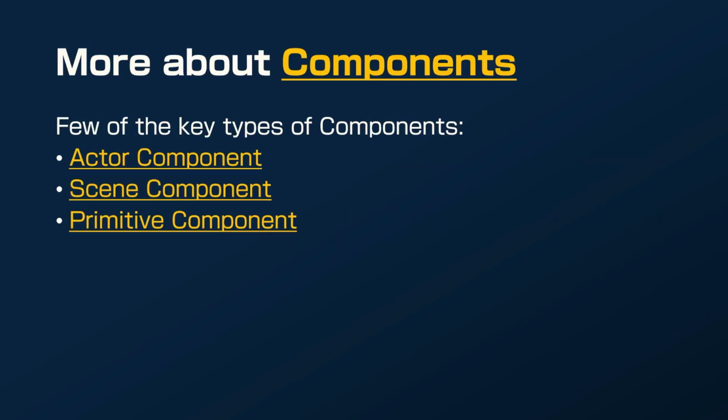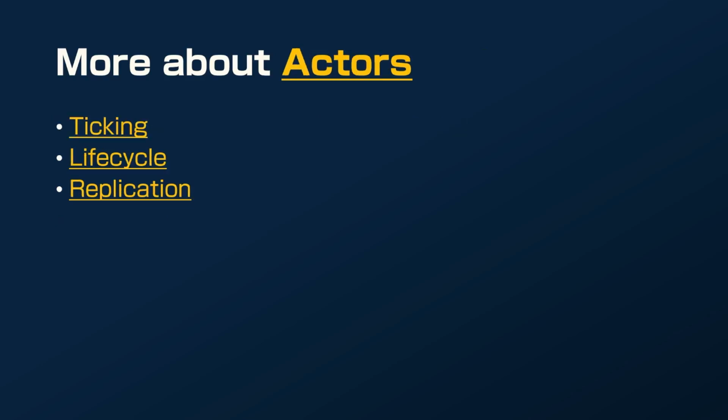Now, if you want to learn more about components, we will probably do a video on it if it's not already posted, but these are a few of the key types of components. I'm just going to mention this for now because it's a lot of information. We have the actor component, the scene component that we have already seen, which has a transform inside of it, and the primitive component. There are also more things you can learn about actors, but I wanted to keep this video short, so we will not be touching on ticking, the life cycle of an actor, and replication.